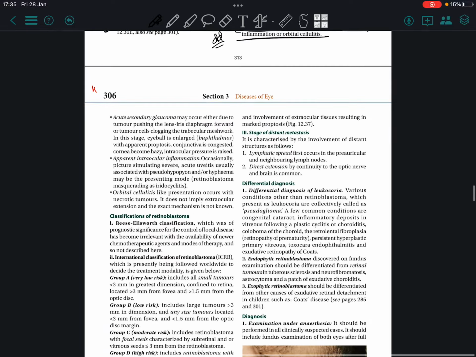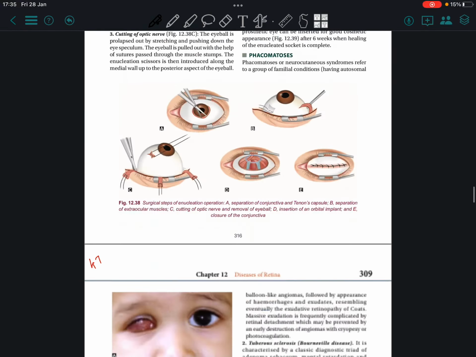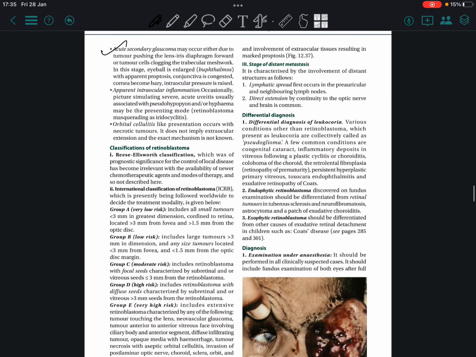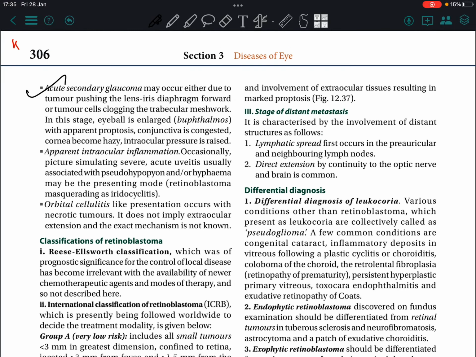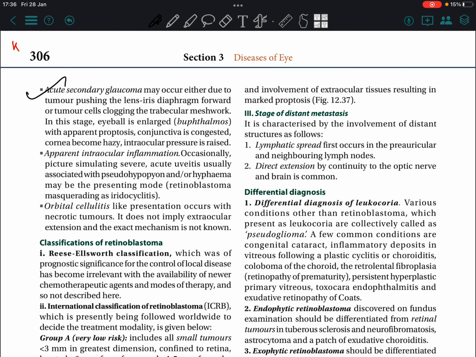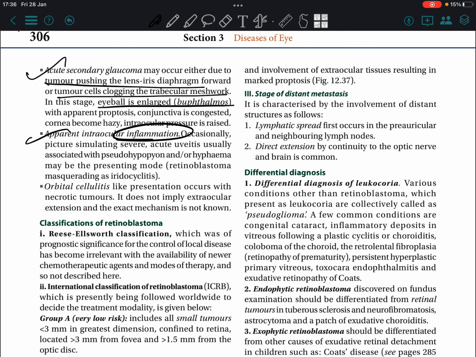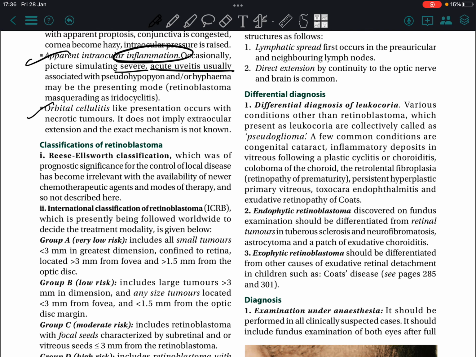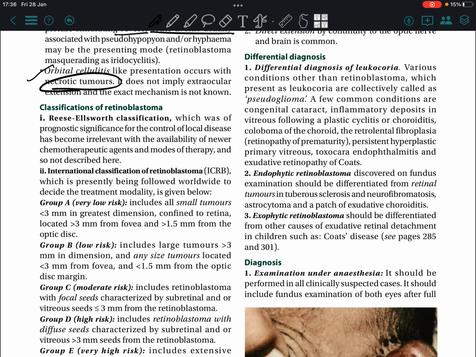Acute secondary glaucoma may occur either due to the tumor pushing the lens iris diaphragm forward or tumor cells clogging the trabecular meshwork. The eye is enlarged, buphthalmos. Apparent intraocular inflammation, occasionally a picture simulating severe acute uveitis, is usually associated with pseudohypopyon and hyphema. Orbital cellulitis like presentation occurs with necrotic tumors.